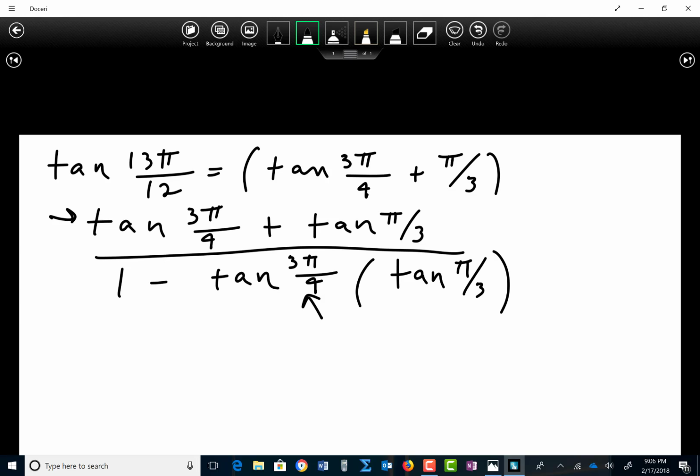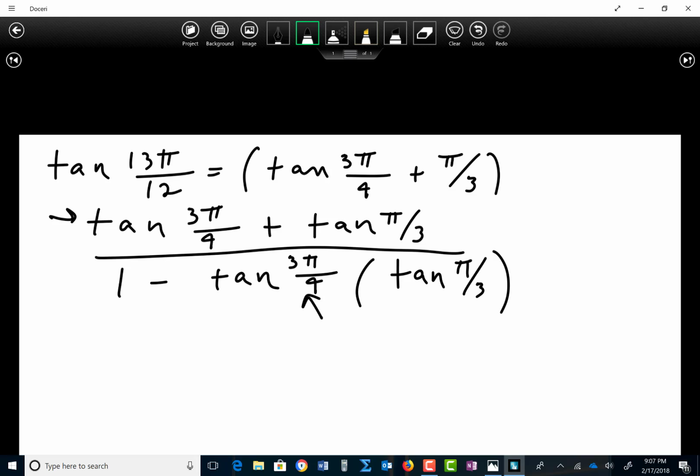Tangent of pi over 3 is sine of pi over 3 over cosine of pi over 3. And sine of pi over 3 is square root of 3 over 2. Cosine of pi over 3 is 1/2. When we divide those, we get square root of 3. So tangent of pi over 3 is square root of 3.